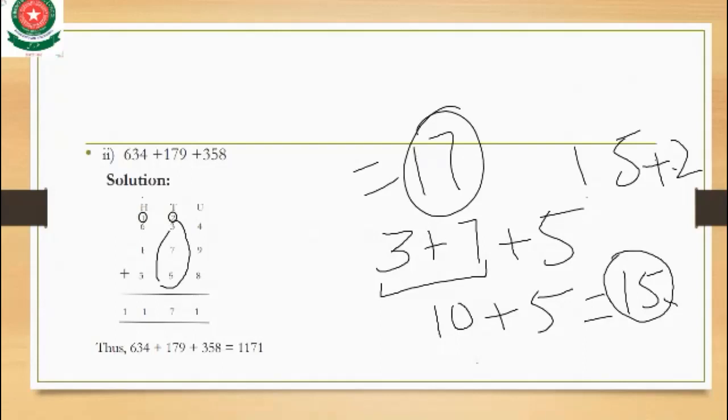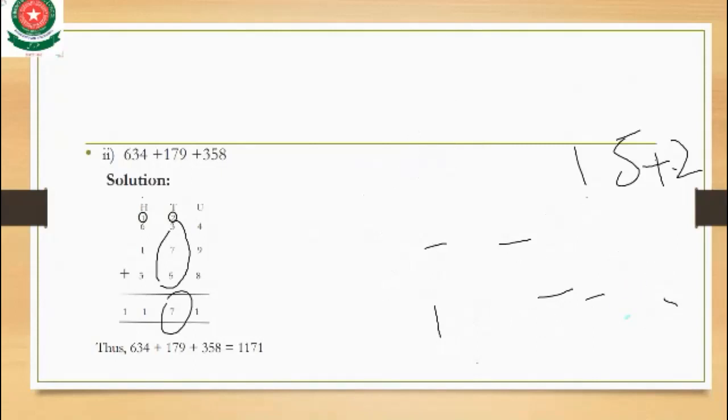So how can we write 17? The rightmost digit of 17 is 7. So we will write 7 here. And the left side digit is 1. So 1 goes as a carry. Okay, class, 1 goes as a carry. I hope that you will understand this method.